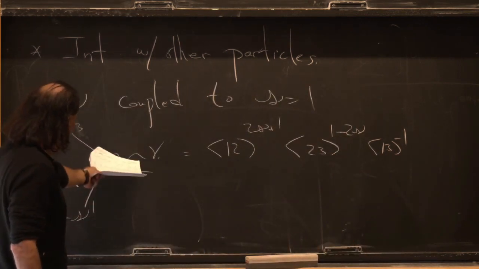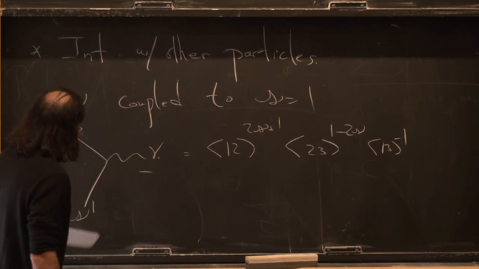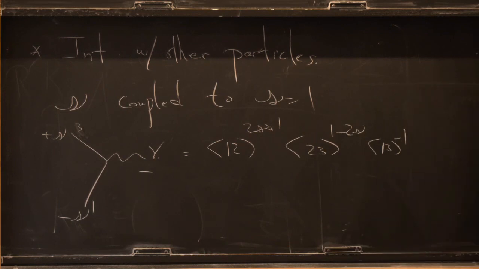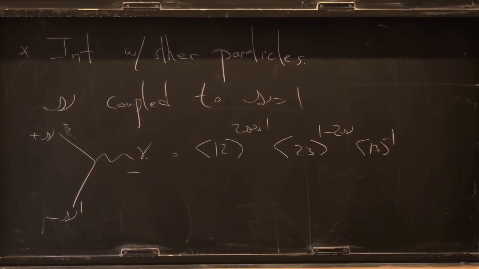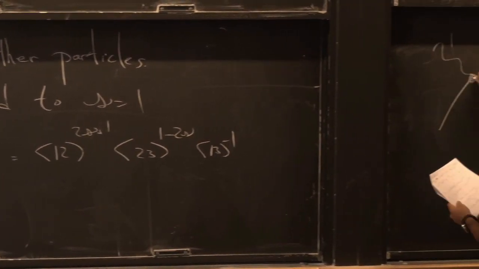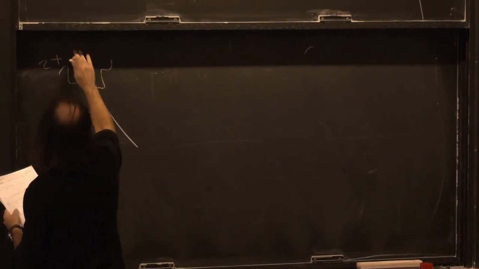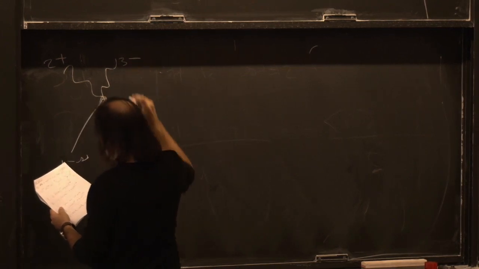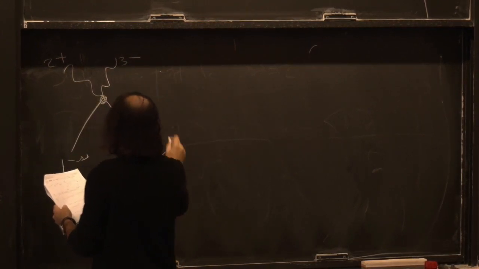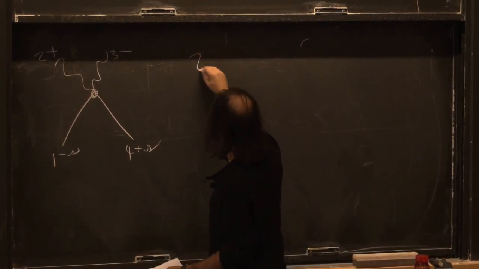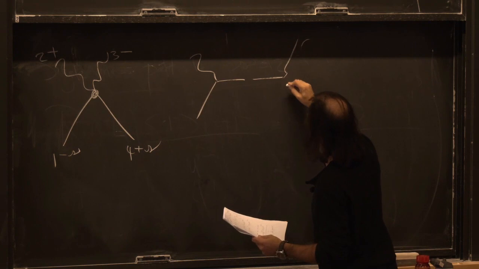So again, to repeat, I have a photon, but I'm trying to couple a photon to other massless particles of general spin. And now let's look at Compton scattering. So the four particle amplitude involving two photons and two of these massless particles. Okay, so again, I want to look at an amplitude involving, let's say, 1 minus s, photon 2 plus, photon 3 minus, and this guy 4 plus s. All right, now exactly the same computations, just gluing together these amplitudes.